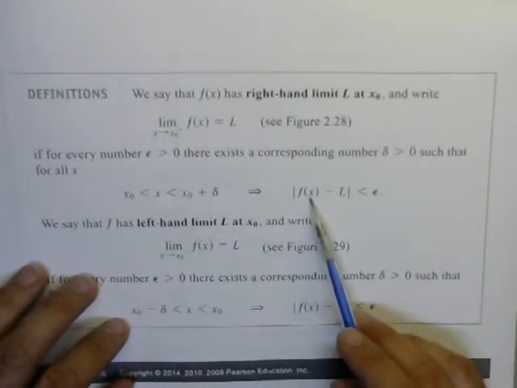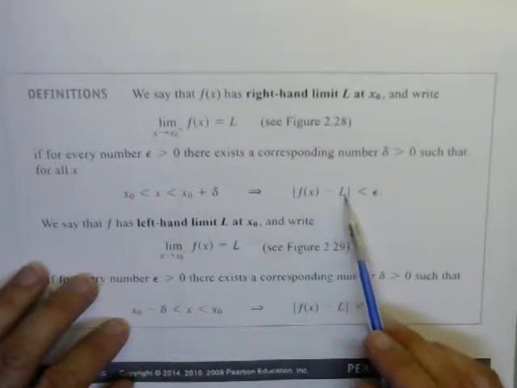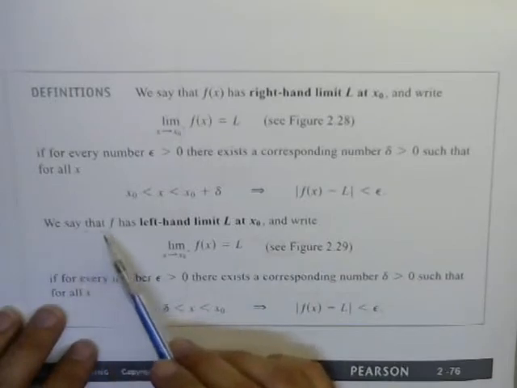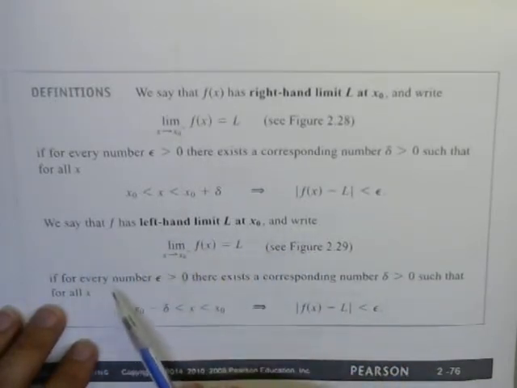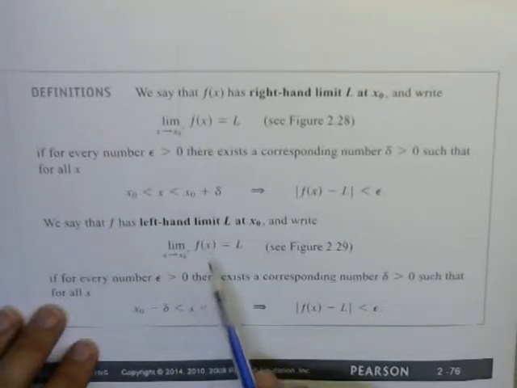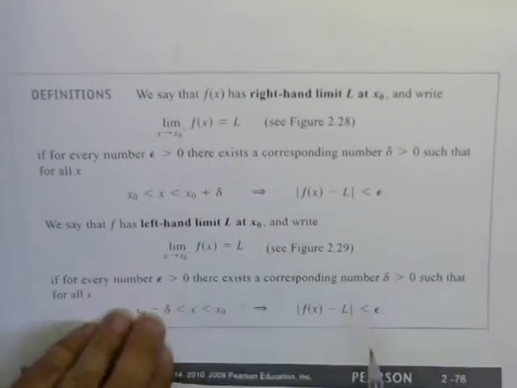Then the height of the function is within epsilon units of the limit L, right? And similarly, we say that f has a left-handed limit written this way if for every number epsilon there exists a corresponding delta, such that for all x, again, you can't really define the limit to the right of x sub 0 because it's a left-hand limit, right? So x sub 0 minus delta, right? So there's no plus delta like in the definition we saw in the last section. Then the height of the function has to be within epsilon units of the limit L.